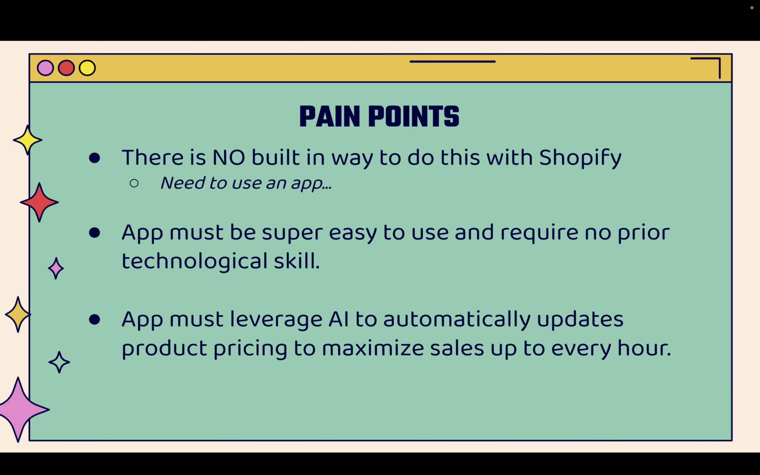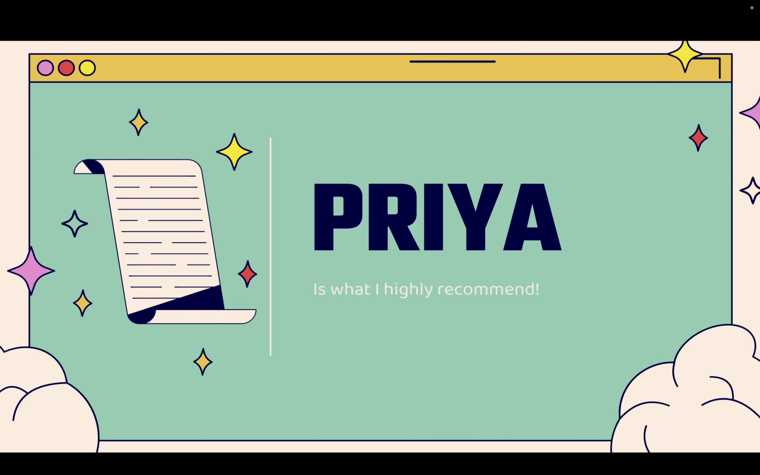But really, most importantly, the app must leverage AI to automatically update product pricing to maximize sales and to maximize your profit margins. And in fact, this app can do it up to every hour. And that's why you're going to use PRIYA. That's why I use PRIYA.